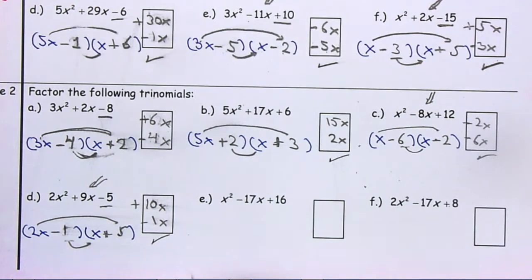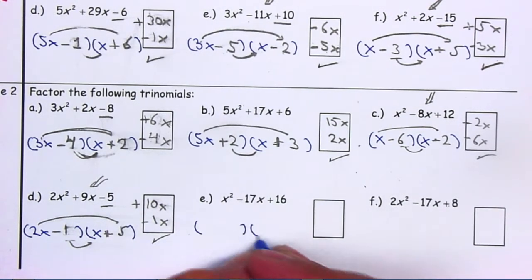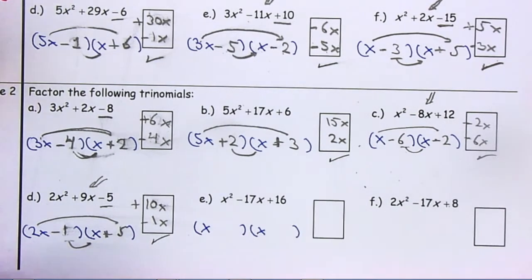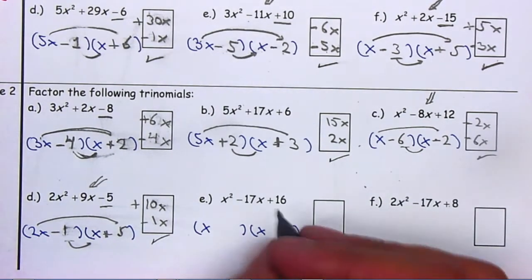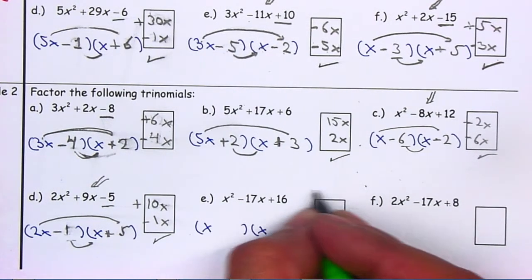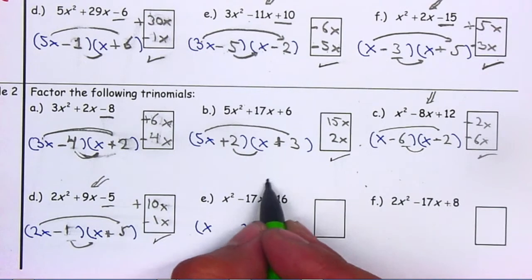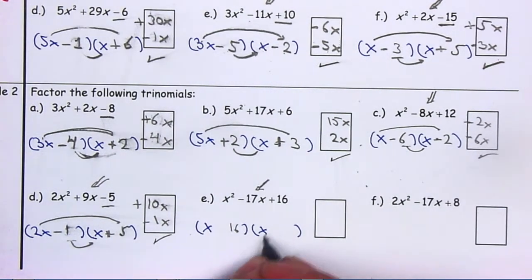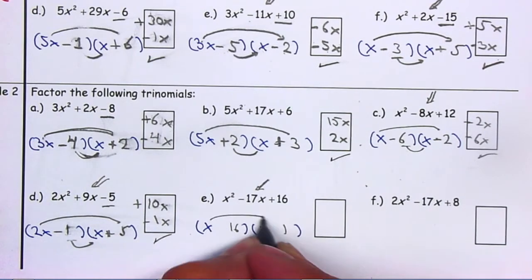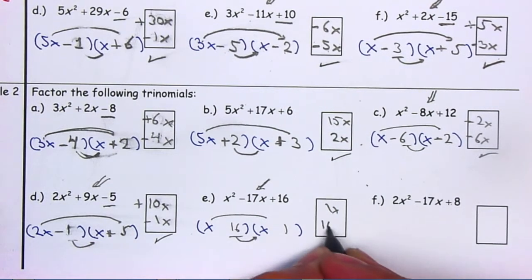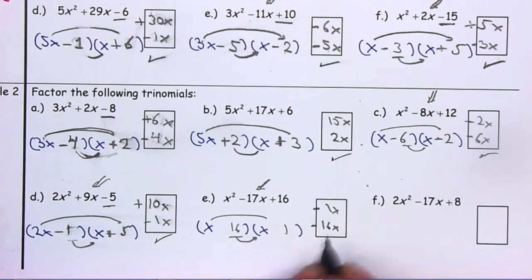Letter E, double parenthesis. Factors of x squared are x and x. Factors of 16 are 16 and 1, 2 times 8 or 4 times 4. When I subtract them, it has to give me a negative 17. So I'm going to use 16 times 1. That gives me 1x. That gives me 16x. And they both will have to be negative. And that works as well.